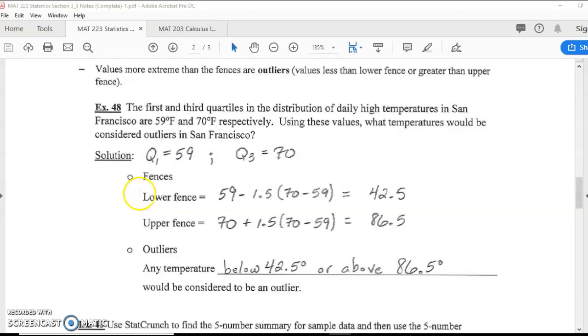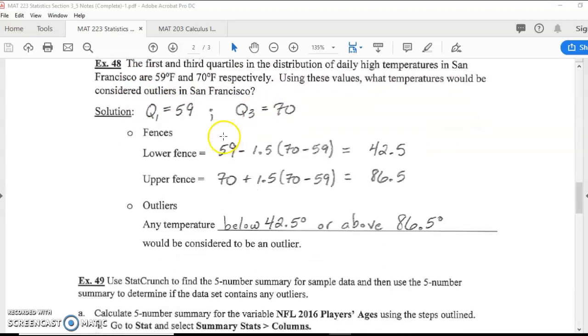So for example 48, the first and third quartiles in the distribution of daily high temperatures in San Francisco are given to us at 59 degrees and 70 degrees Fahrenheit respectively. So Q1 is 59, Q3 is 70. So that's what we're given. Using these values, what temperatures would be considered outliers in San Francisco? So we first have to construct the fences.